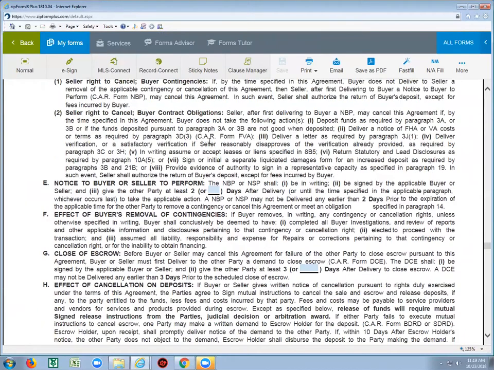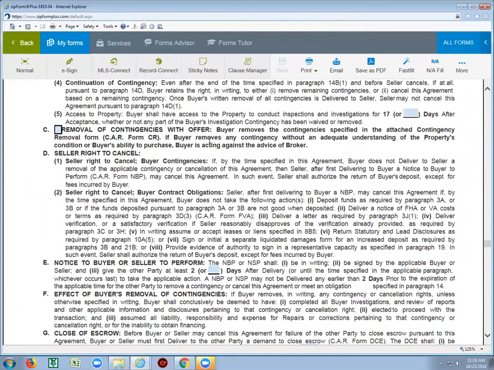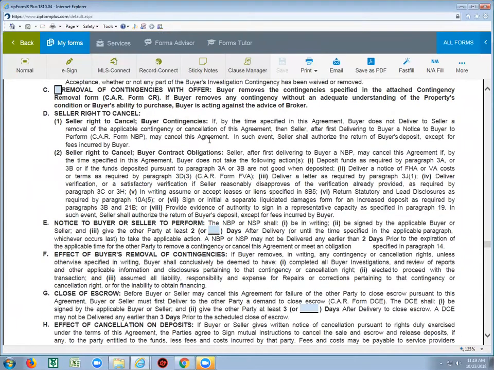Okay, E. Oh, wait, D. Seller has the right to cancel. Seller has the right to cancel buyer's contingency if, by the time specified in this agreement, buyer does not deliver to the seller a removal of the applicable contingency or cancellation of this agreement. Then seller, after first delivering to the buyer a notice to buyer to perform, NBP, may cancel this agreement. In such event, seller shall authorize return of buyer's deposit, except for fees incurred by the buyer.